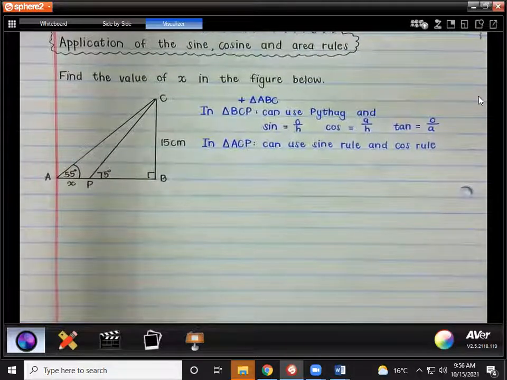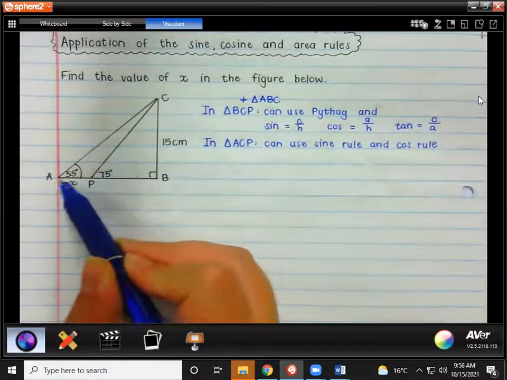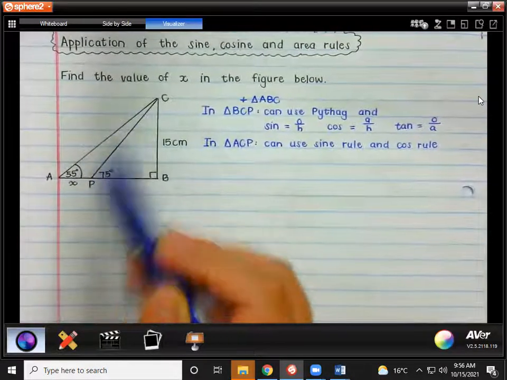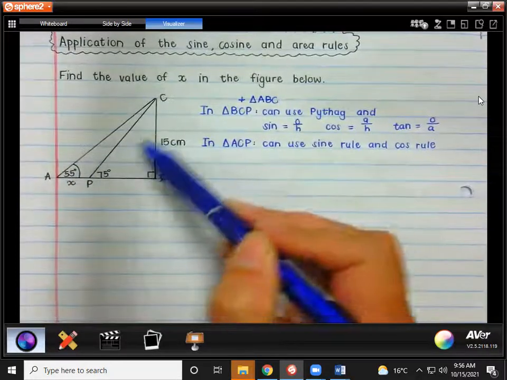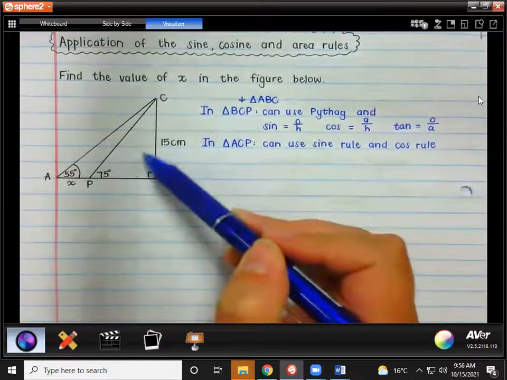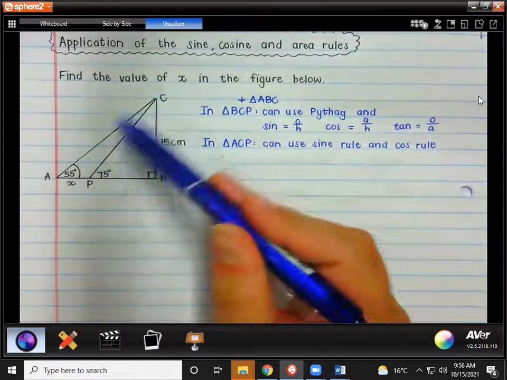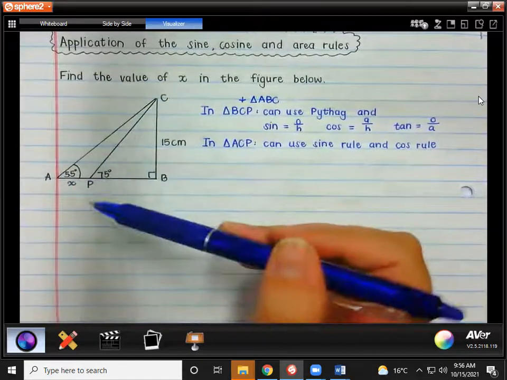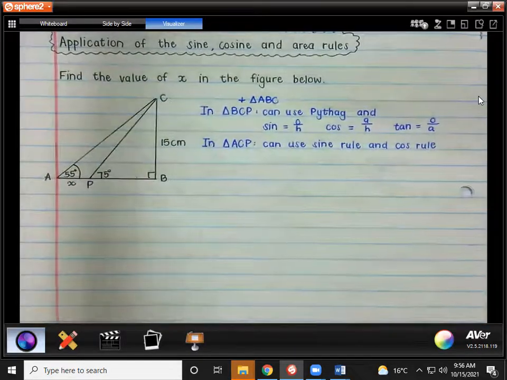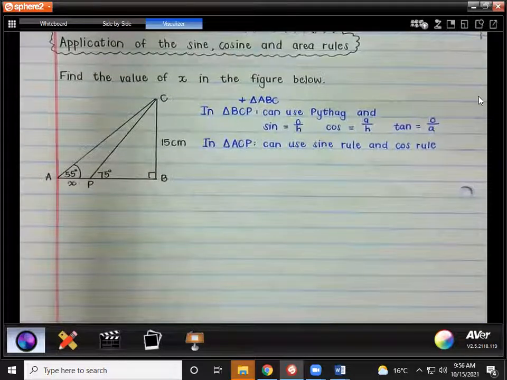So guys, they've asked us to find x, which is a side of triangle ACP. This x actually has nothing to do with the right angled one here. Do you notice that? X is the side of this triangle. Now, when we look at triangle ACP, we actually only have one piece of information there. We only have one angle in that triangle. Do you guys notice that? We only have that 55-degree angle.